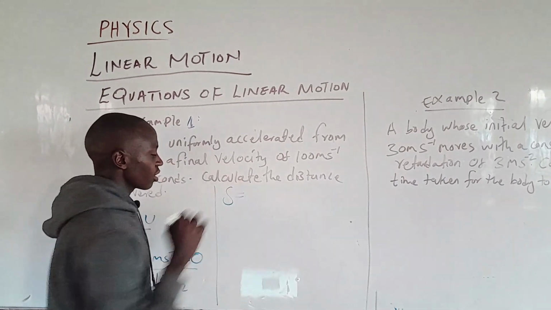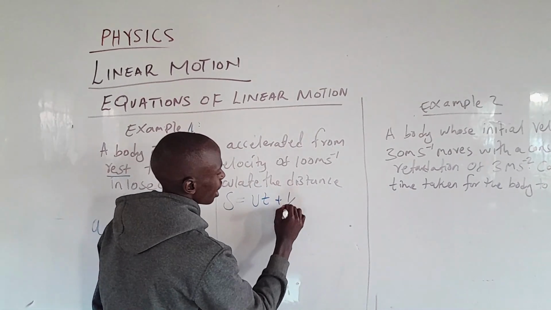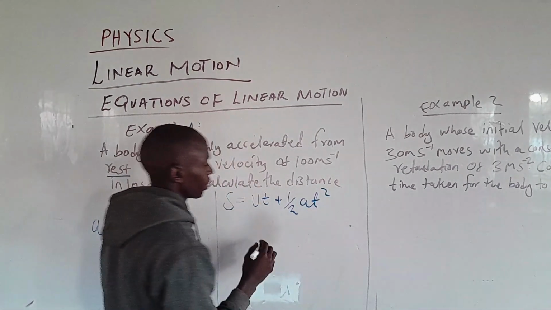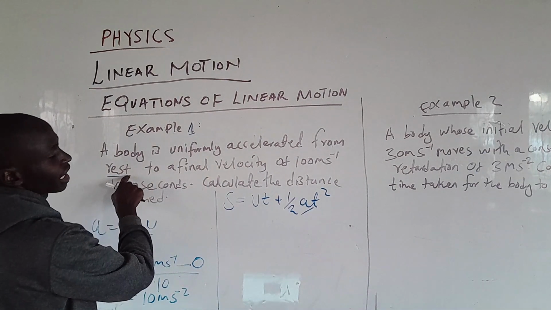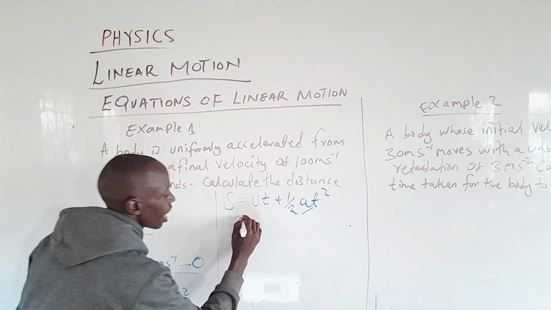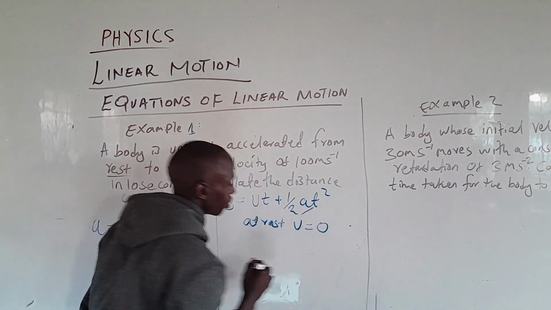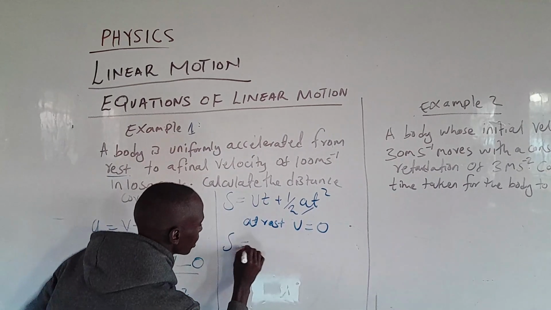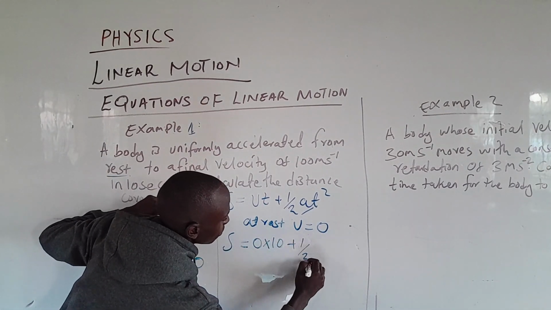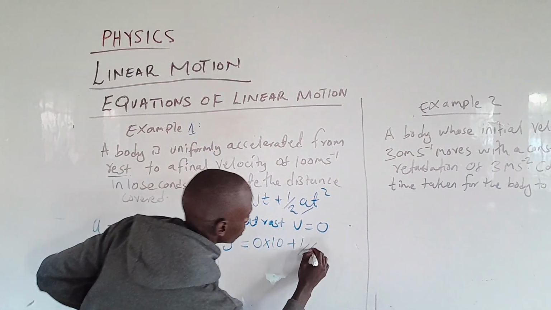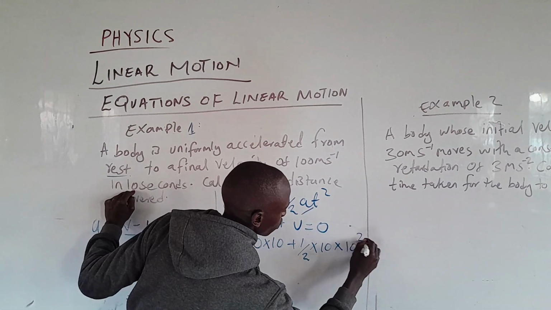Distance will be given by the second equation, where displacement is given by s equals ut plus a half at squared, where a is our acceleration, u is the initial velocity, which is at rest, that is 0. So here it is at rest, so u equals 0. So s, that is our distance, is ut, which is 0 times 10, plus a half, acceleration is 10 multiplied by the time squared, which is 10 seconds, so 10 squared.